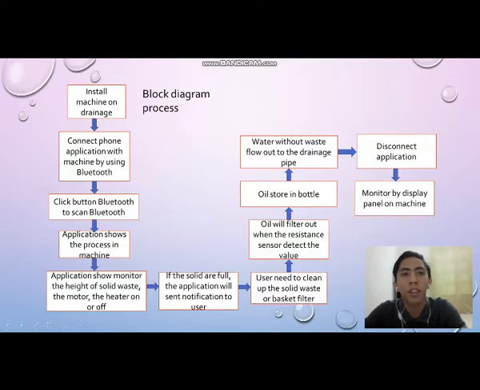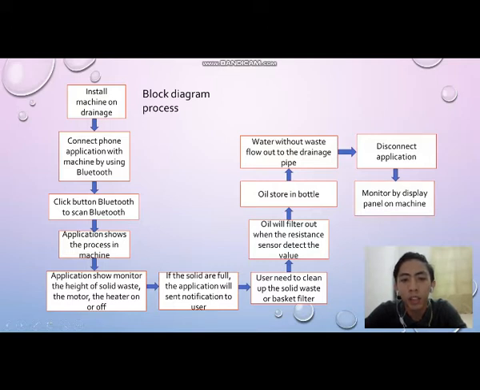Block diagram. First we install the machine on the drainage, then connect the phone application with the machine by using Bluetooth. Then we click the button to scan Bluetooth. The application shows the process in the machine. The application should monitor the height of solid waste, and whether the motor and the heater are on or off. If the solid waste is full, the application will send a notification to the user. The user needs to clean up the solid waste or basket filter.